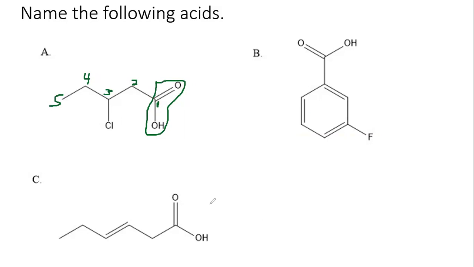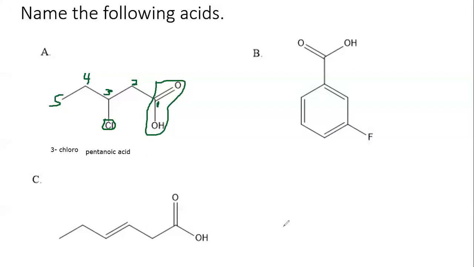single bonds. So the first part of this name is pentanoic acid. So pent meaning 5 carbons, an meaning single bond, oic meaning acid. And so now we have to take into account this chlorine group, and the chlorine is off of the third carbon, so we just simply write it as 3-chloro pentanoic acid, or you can write it as one word too, since there's only one group. You can say 3-chloro space pentanoic acid, or you can say 3-chloropentanoic acid as one big word. So that's the name of this acid.